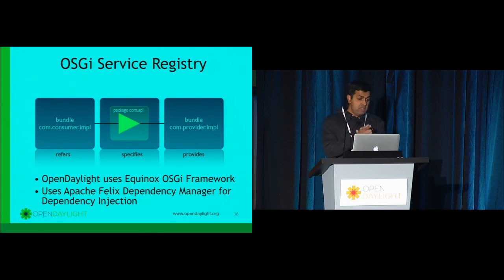And one of the most important things in OSGi is the service registries. As I was explaining to the gentleman here, the plugins expose their services, and APIs are all exposed by the SAL layer. It's done using the OSGi service registry. We use Apache Felix Dependency Manager just for that. We use Equinox for our base framework, but we use the Apache Felix Dependency Manager for that.